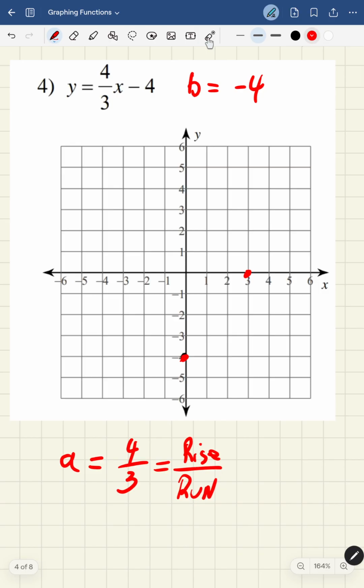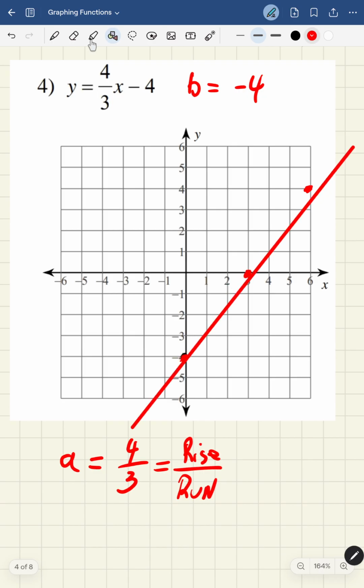So let's just make sure that's right. 1, 2, 3, 4. 1, 2, 3. So my other point is right there. Well, I lost it. 1, 2, 3, 4. 1. Right here. I really only need 2 points to draw a line, but let's have 3 to be safe. So I'll just draw my line like that.